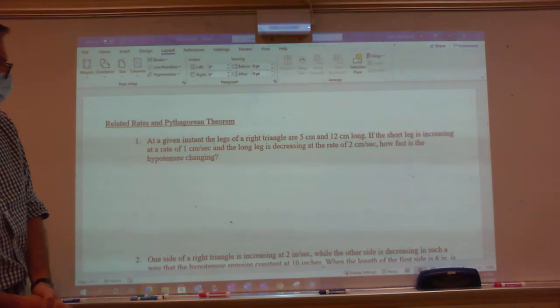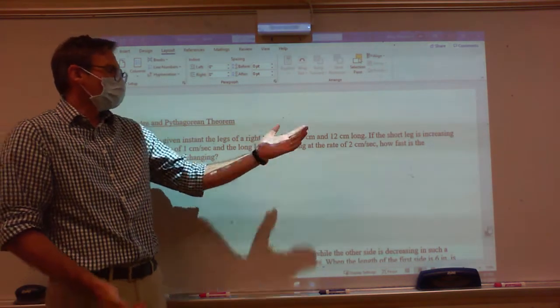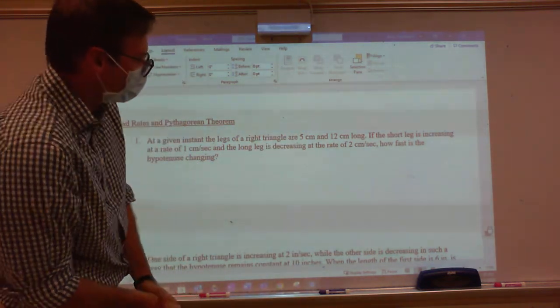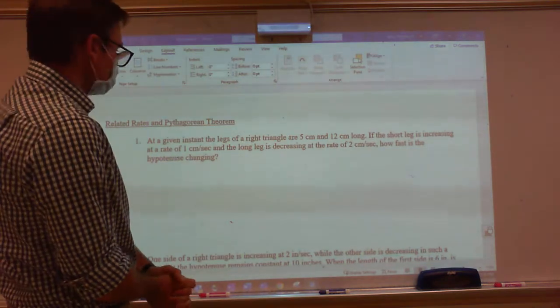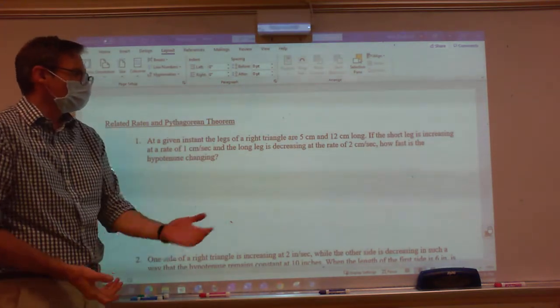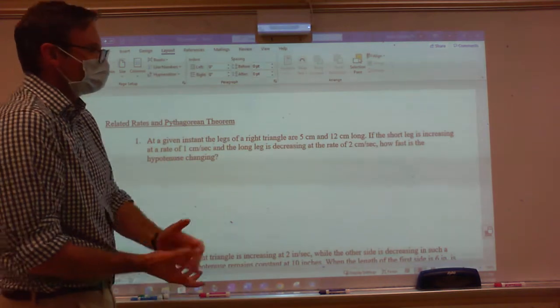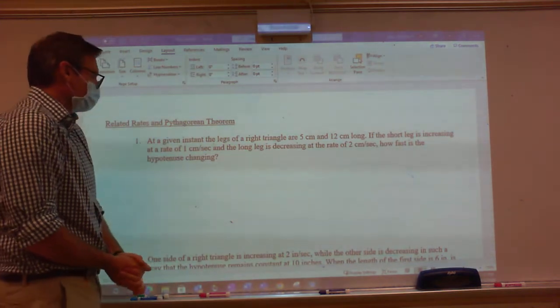And it says, at a given instant, the legs of a right triangle are 5 and 12 centimeters long. If the short leg is increasing at a rate of 1 centimeter per second and the long leg is decreasing at a rate of 2 centimeters per second, how fast is the hypotenuse changing?